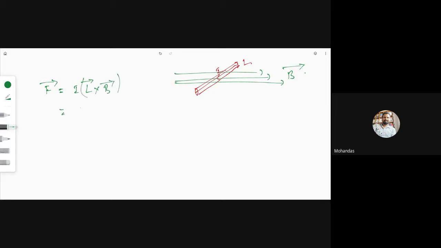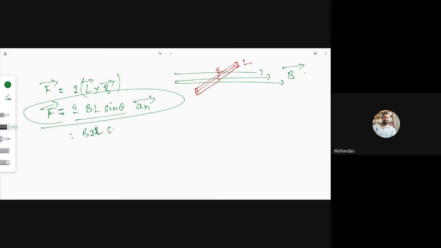I into L cross B, or I into, can you expand this, B into L into sin theta. Then the direction of the force is in the direction of AN. You might have studied this equation earlier in electrical machines. The force in the motors is BIL sin theta AN.